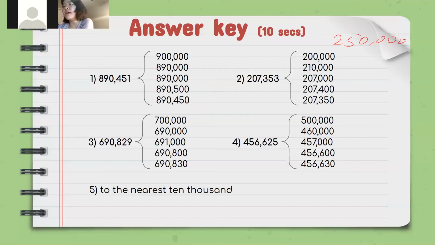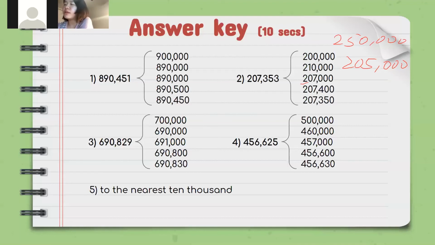And for the 10,000 place, let me see, the midpoint for the 10,000 place will be 205,000. Okay, and this number is greater than the midpoint, so we round this number up to 210,000.